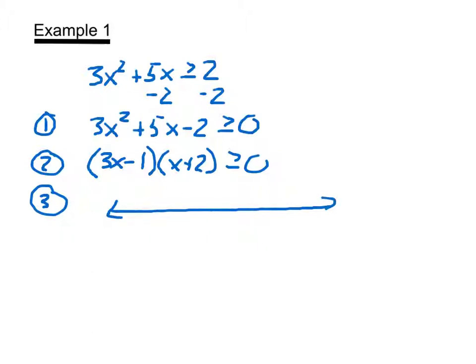Right, and we can find the critical values for our sign diagram from our factors. Essentially what we do is we take those factors and we set each of them equal to 0, and then we solve. So for instance, for the first factor, 3x minus 1, to get that factor equal to 0, I would have to plug in x equals 1/3. So that's one of my critical values.